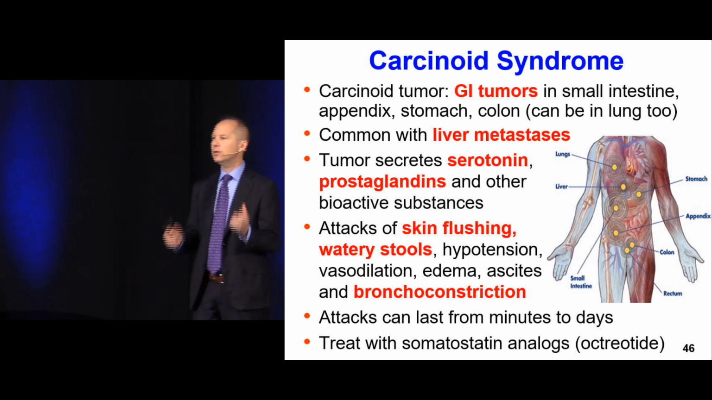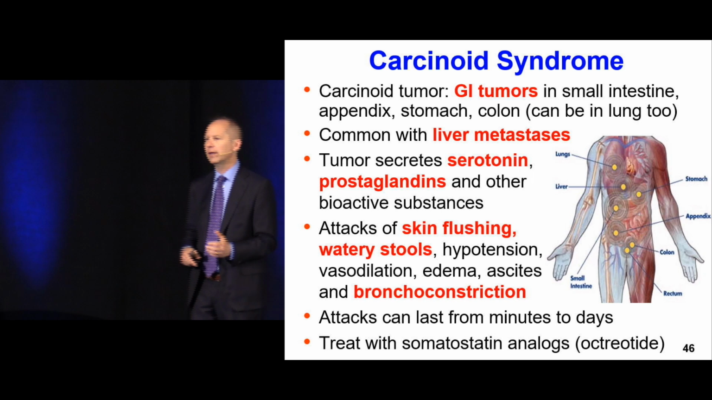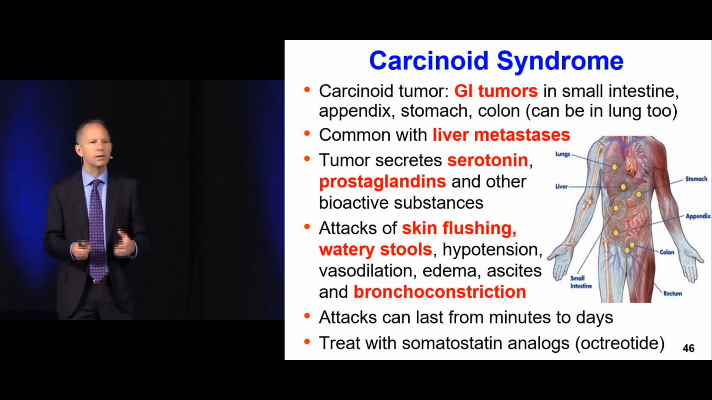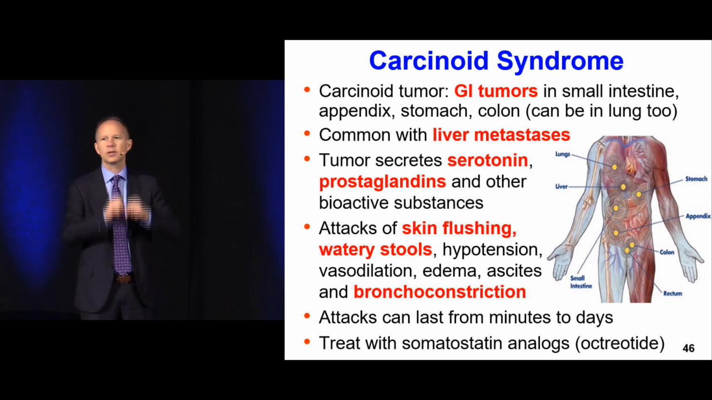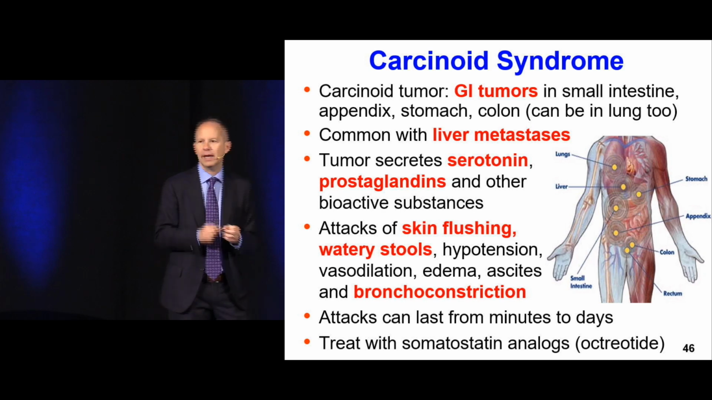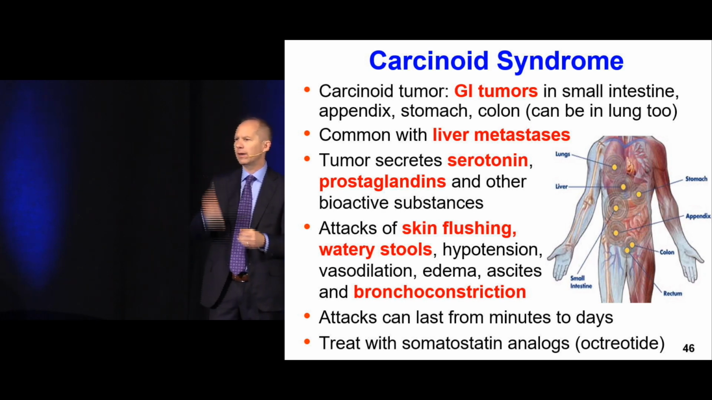Someone's got a GI tumor somewhere along the GI tract, usually with some mets to the liver, okay? And now this tumor, same thing, has spells where it secretes stuff. But now it's secreting prostaglandin and serotonin. And again, on and off, prostaglandin and serotonin going into the bloodstream.